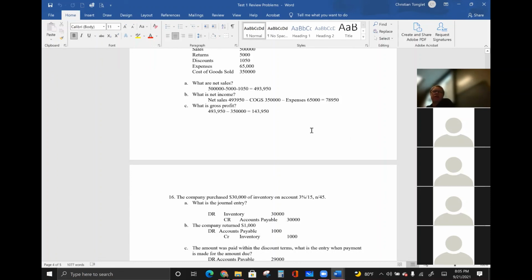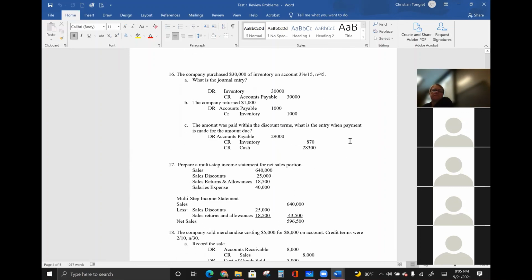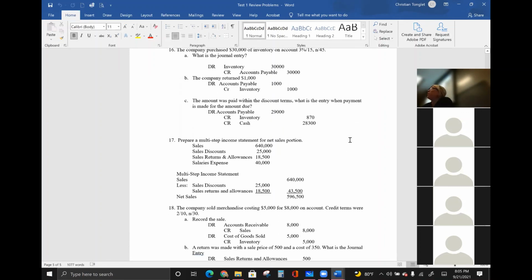So this is net sales, looking for net sales, net income, gross profit. So know how to calculate those, what numbers you're looking for to come up with those. Purchase with discount: know how to do a journal entry or how to calculate what the discount would be. And how would you do a journal entry when you purchase equipment?